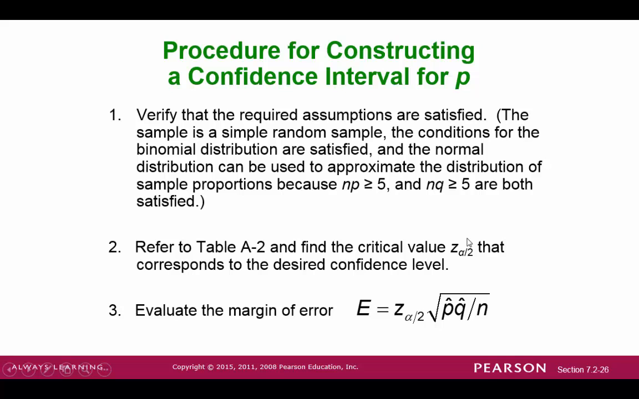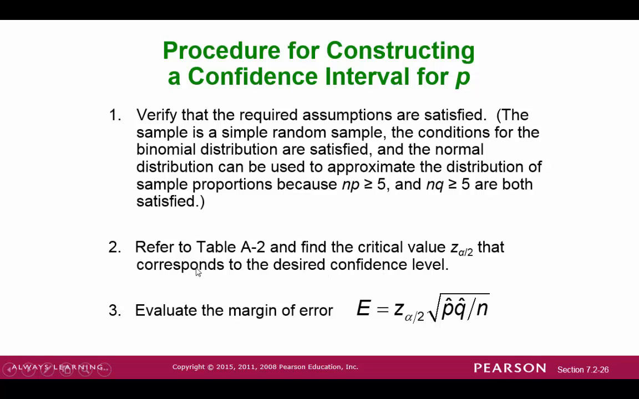We want to make sure that the sample is simple and random. We want to make sure that this is essentially a binomial distribution experiment. And we want to make sure that there's at least 5 failures and successes. So another way to check for that would be that n times p is bigger than or equal to 5, and n times q is also bigger than or equal to 5.